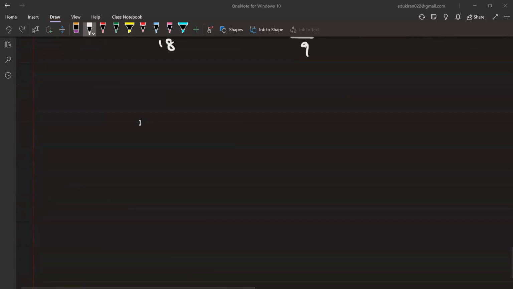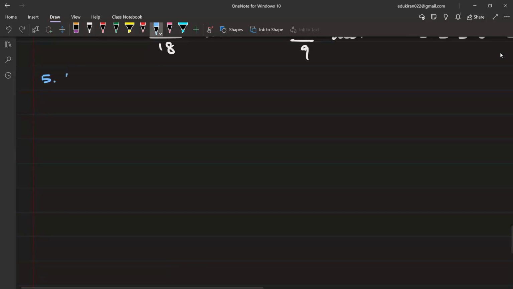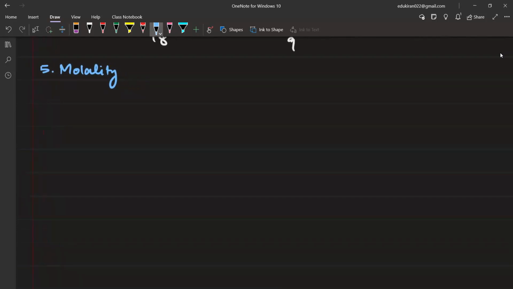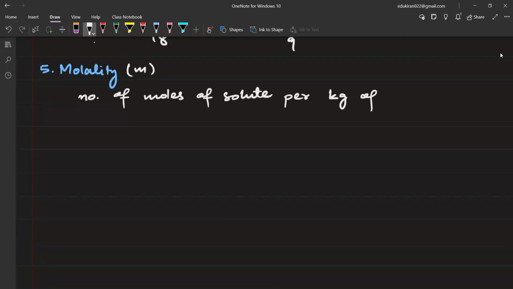Now write the 5th concentration term. Molality. What is molality? Molality is represented by small m. Please write: number of moles of solute per kg of solvent. Molality is number of moles of solute per kg of solvent.